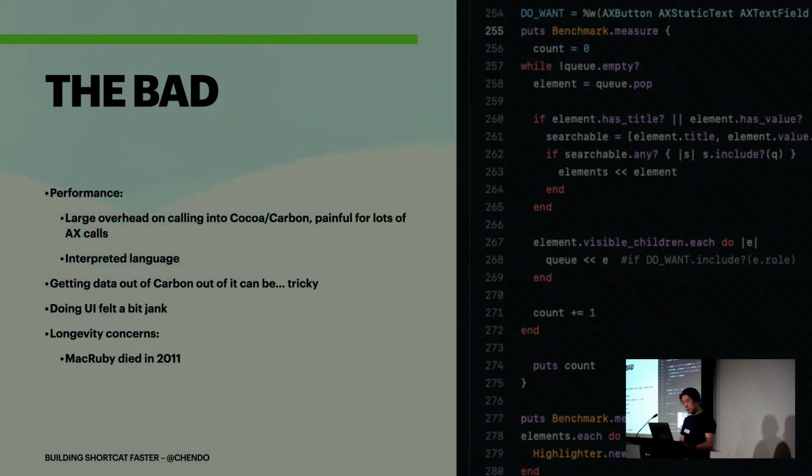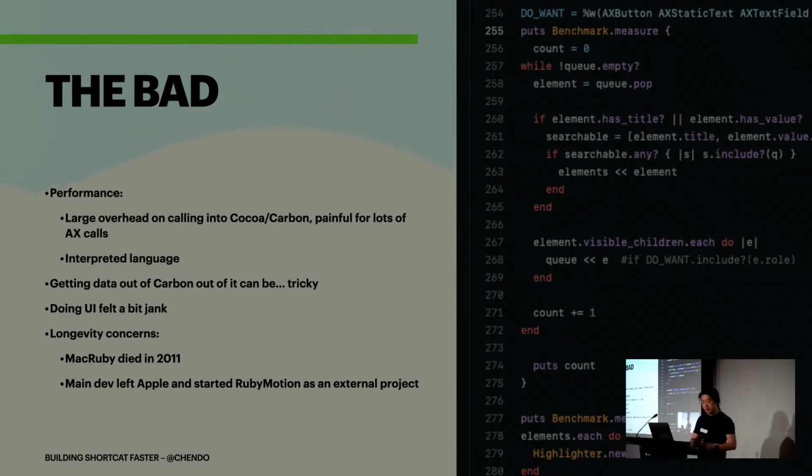Anyway. Yeah, okay. Because the main dev had left Apple and started RubyMotion as an external project, which is the same idea, but rather than using interpreted Ruby, it would use LLVM to compile Ruby into native, which was much faster. But ultimately, that got sold, and it's pretty much dead today. So I'm kind of glad I didn't go down that road.